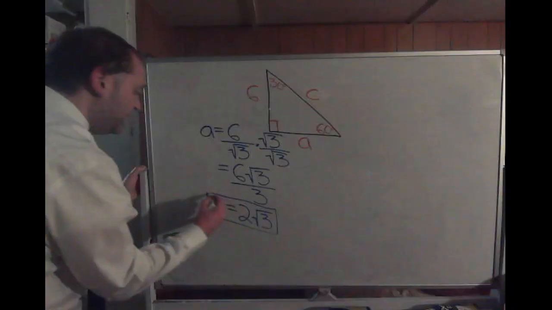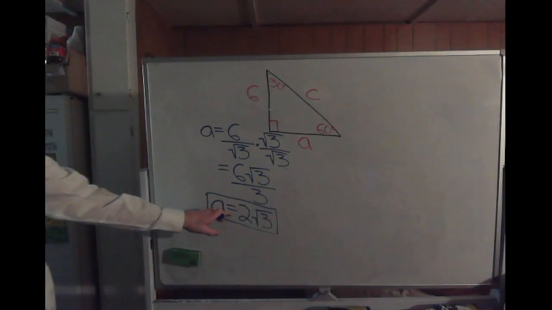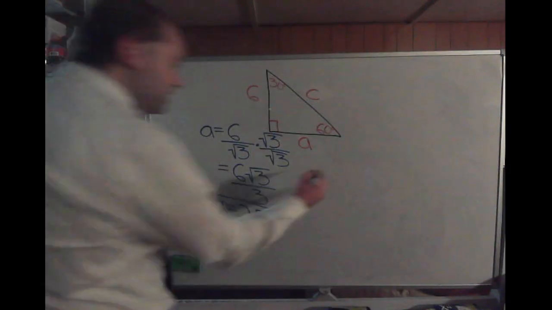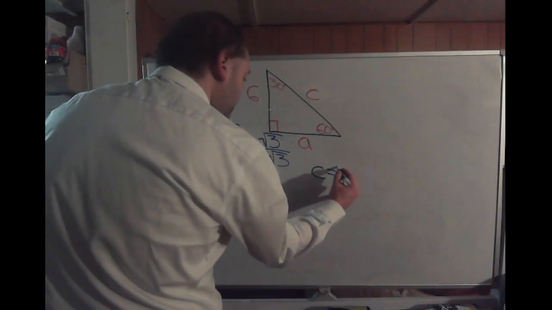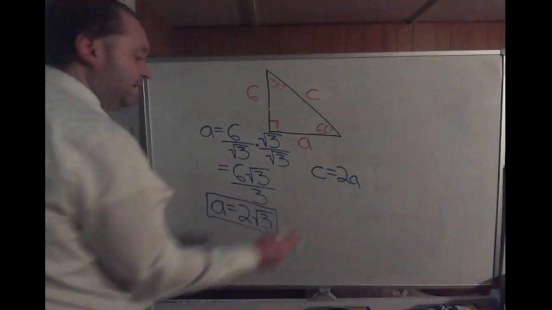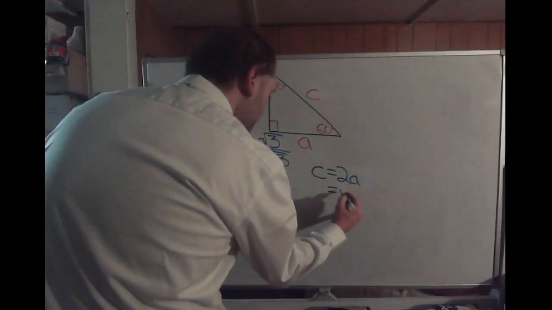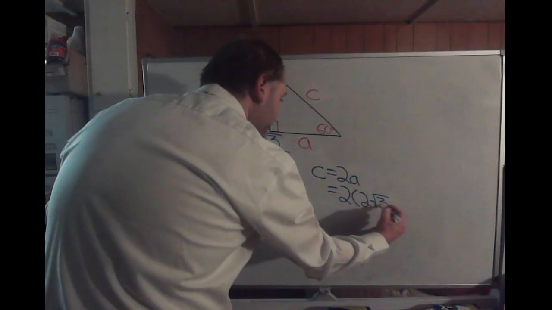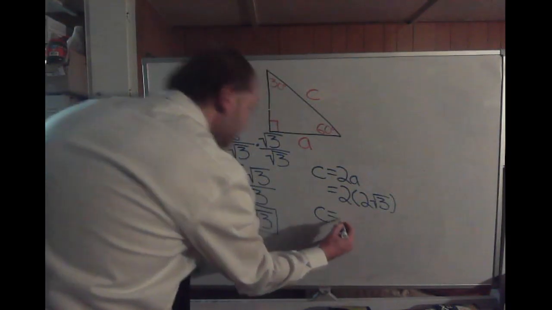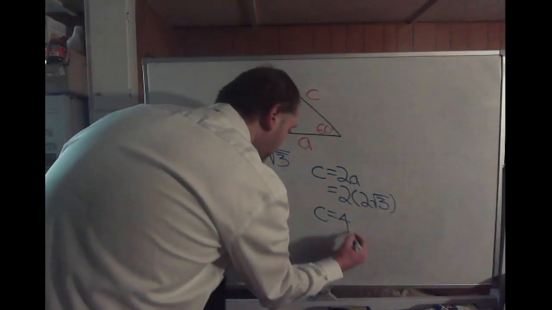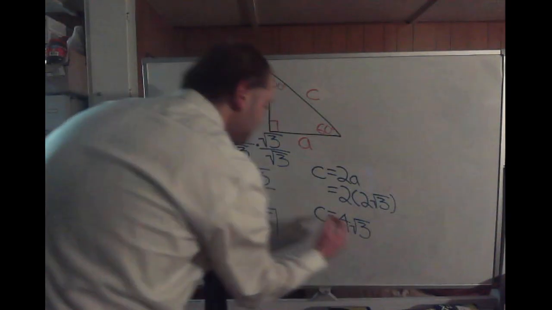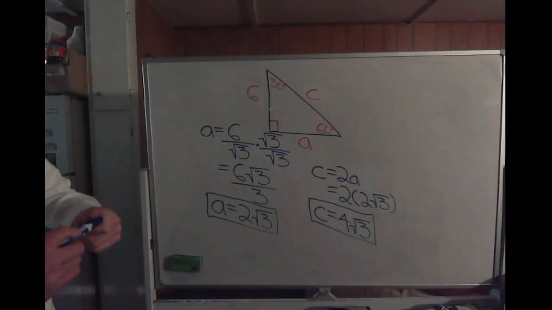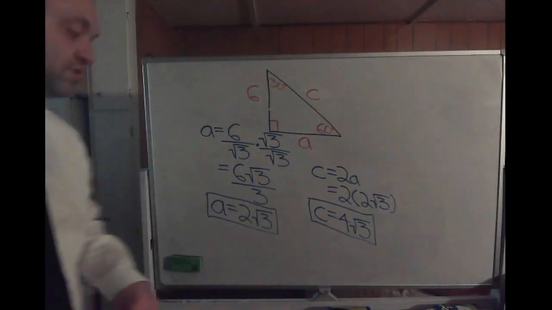So the length of leg A is 2 times the square root of 3. Now to find the length of your hypotenuse, C, that's going to be equal to twice the length of the short leg, which would be A, which would be twice 2 times the square root of 3, which means the length of your hypotenuse, C, would have to be equal to 4 times the square root of 3. So you end up getting that A equals 2 times the square root of 3 and C equals 4 times the square root of 3.